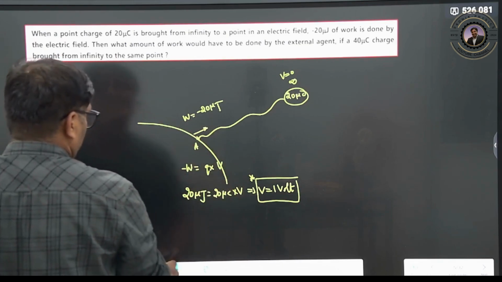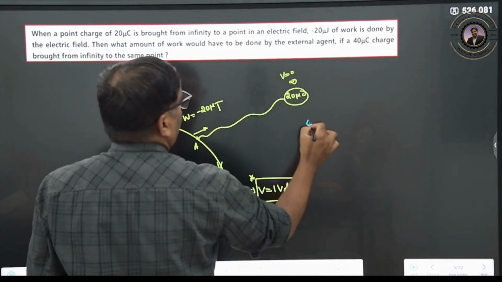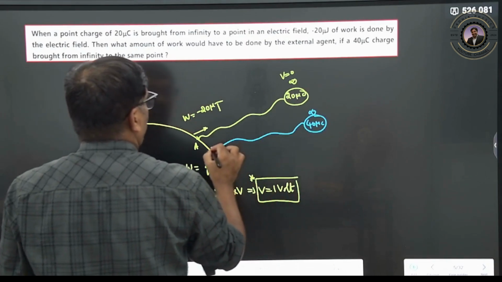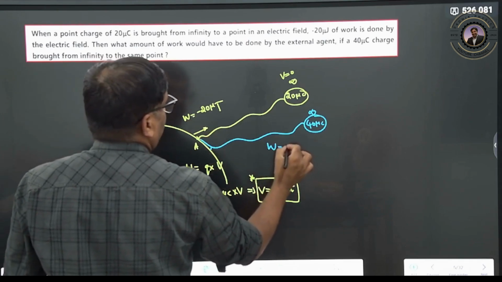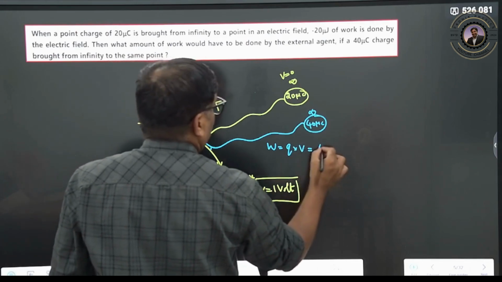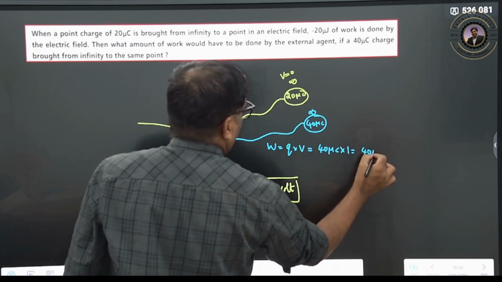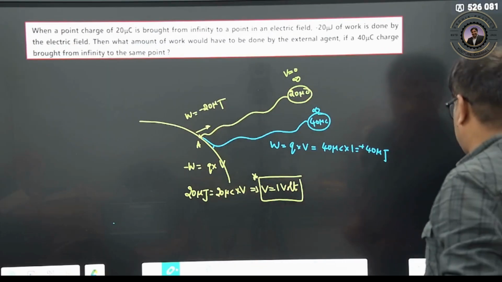Now what do we have to do? We have to bring 40 microcoulomb from infinity to this point. So how much work is done? Work done will be equal to Q into V, so 40 microcoulomb into 1 volt, which is 40 microjoules. Right? We'll see one more question here.